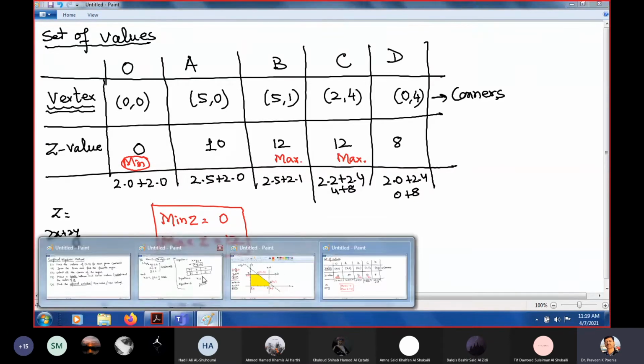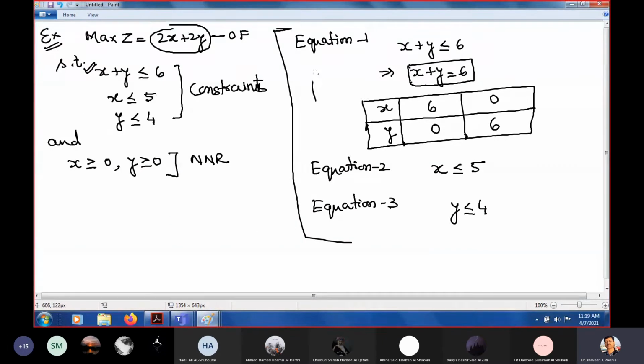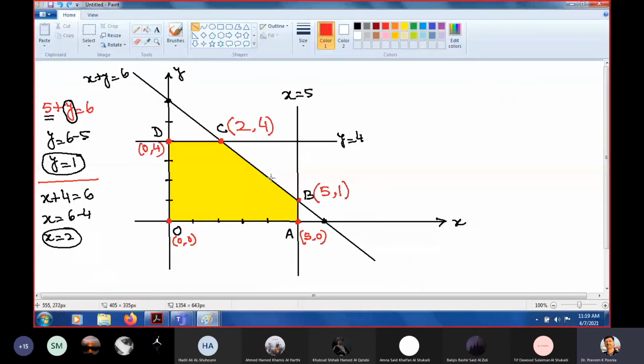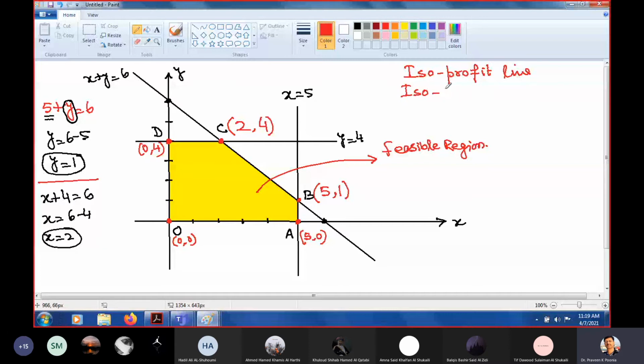Graphical algebraic method, you can see this is step number 1. You need to find the value of x and y. Then step number 2, you draw this region and then mark it. What is this? Feasible region. So here we are not going to write the ISO profit line or ISO cost line. We are not going to make any line.